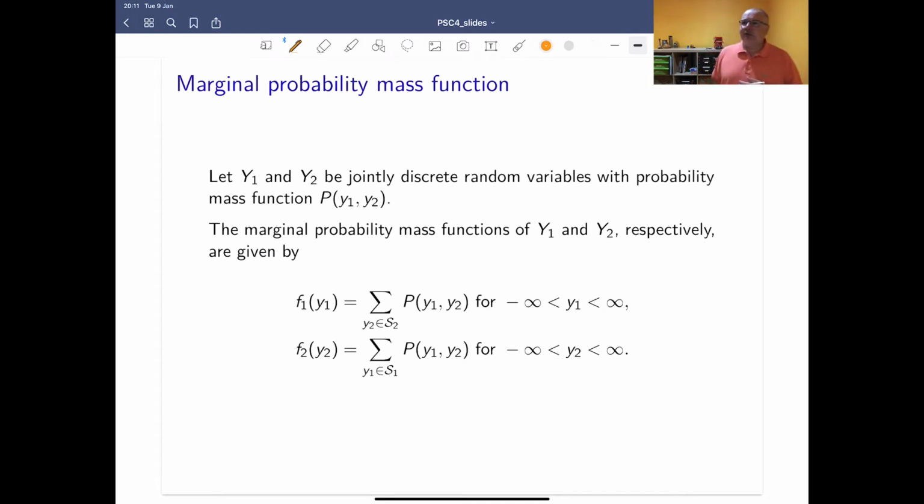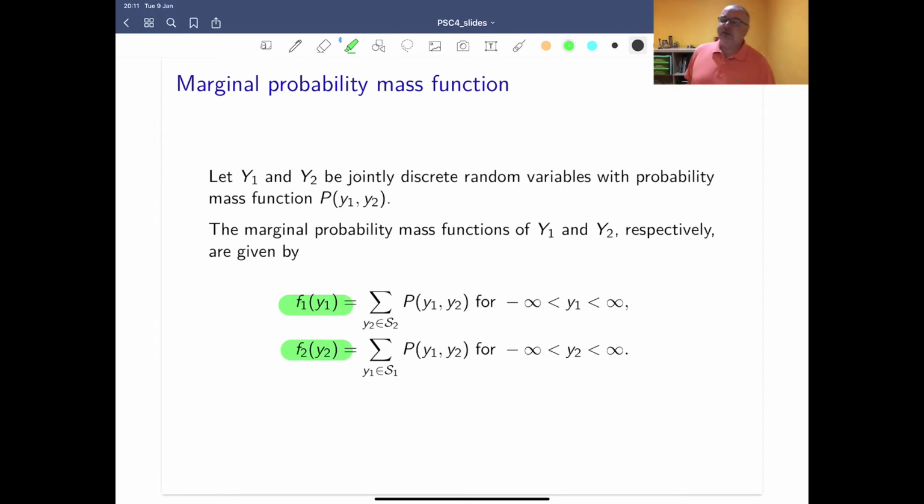Sometimes though, we're not interested in both y1 and y2. We might only be interested in y1. And basically what we can do is use the law of total probability to get this new probability mass function. Often we will denote this as f1(y1), which indicates that we're interested in the marginal distribution of the first random variable. And here we've used the subscript 2 to indicate the second random variable. All we're going to do is calculate using the law of total probability.